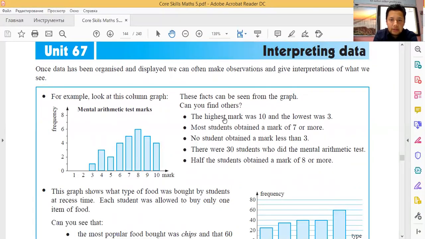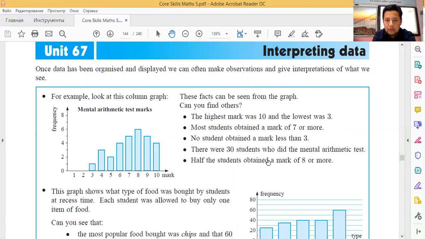Here is written the explanations. First one, the highest mark was 10 and the lowest was 3. Because the highest column is at 10, we say the highest mark is 10. Why? Because the last number in the horizontal line is 10. That's why the highest mark is 10 and the lowest is 3. Most students obtained a mark of 7 or more. Look, mark 7, 8, 9. More students obtained these marks 7, 8, 9, 10.